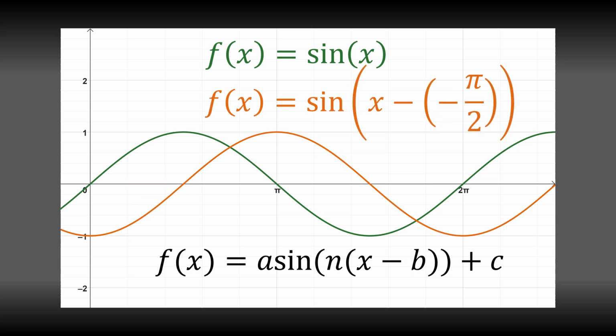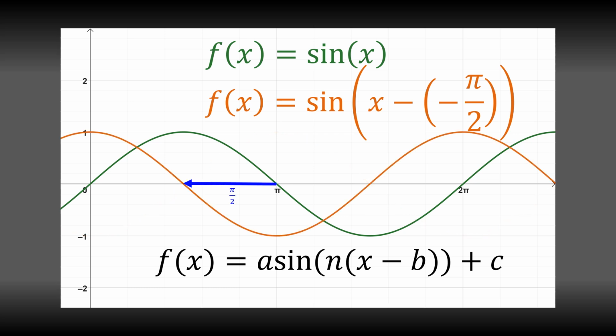If b is negative pi on 2, then we should expect a translation left. What we see is when we substitute negative pi on 2 into the equation, the minus signs will cancel out and it will look like a plus. Try not to get thrown by that.